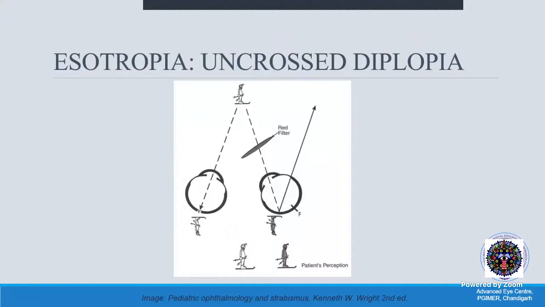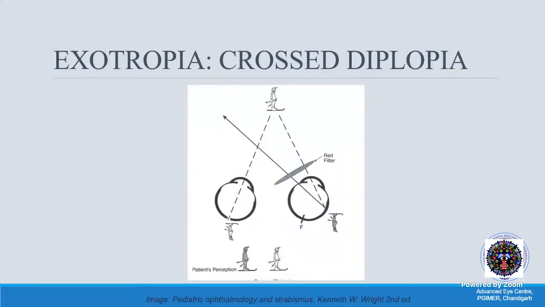To simplify, esotropia gives you an uncrossed diplopia, and exotropia, that is X, will give you a crossed diplopia. This is how an exotropic patient will see. You see, this is an eye with exotropia, so it will give you an impression that this particular object is lying over here in the crossed direction because the eye is turned outwards. So X for exo and X for cross. That is how you remember it.